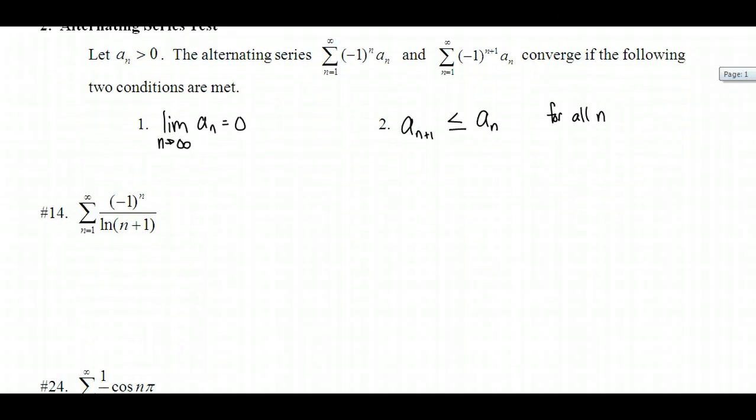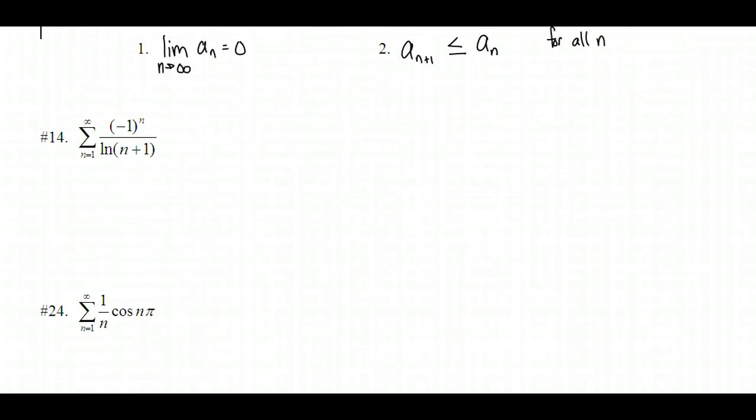If we look at two examples here for our alternating series, this first one, number 14, obviously it's alternating because we have the -1 to the power of n. And then we have our natural log n plus 1. So yes, it's definitely alternating. As soon as you see this, we like to use our alternating series test, again, because it's super easy. You have to show two things, though.